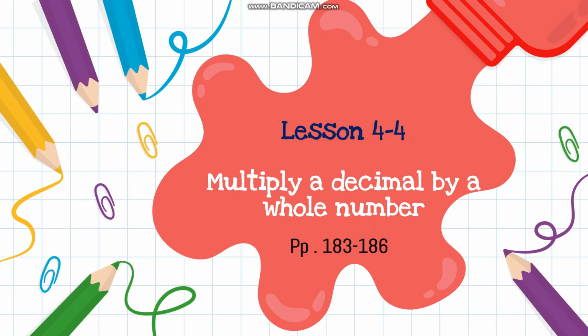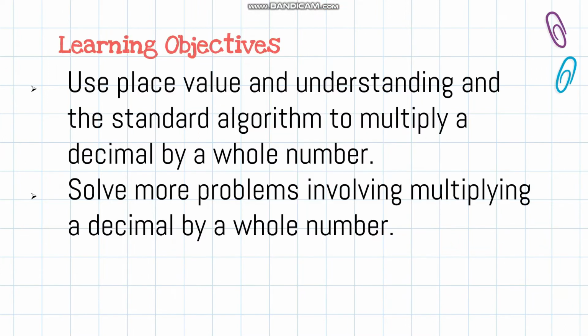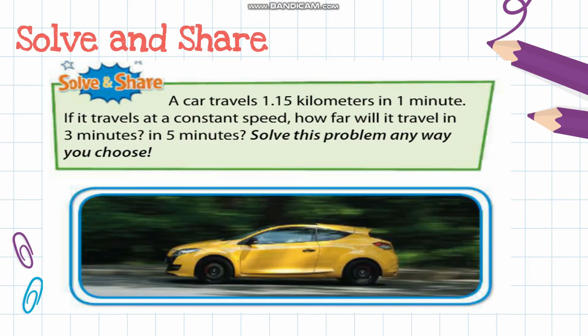Good morning, everyone. Our topic for today is Lesson 4-4: Multiply a decimal by a whole number. You will find this lesson on page 183 up to page 186 from your book. Here are the learning objectives for today's lesson. You're going to use place value understanding and a standard algorithm to multiply a decimal by a whole number, and solve more problems involving multiplying a decimal by a whole number.